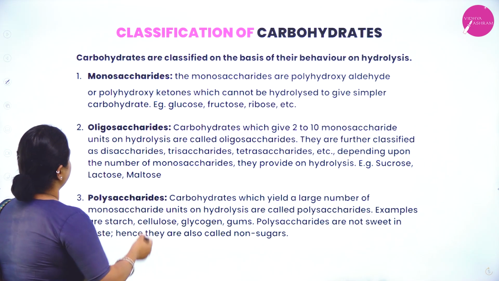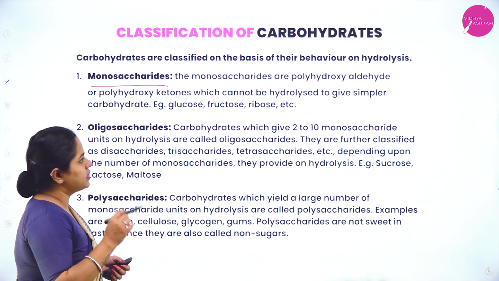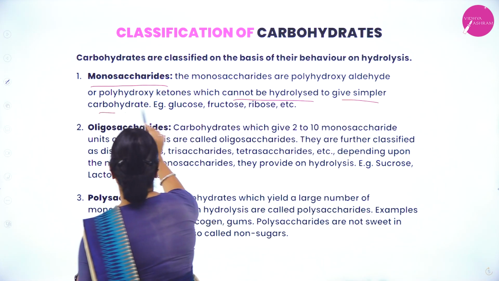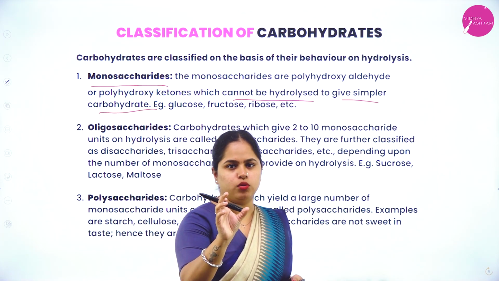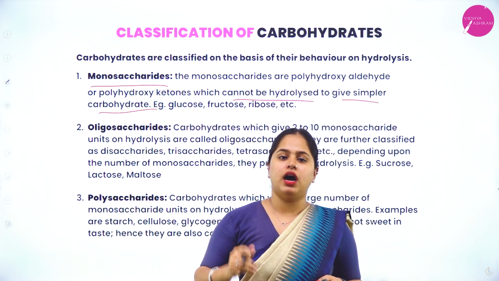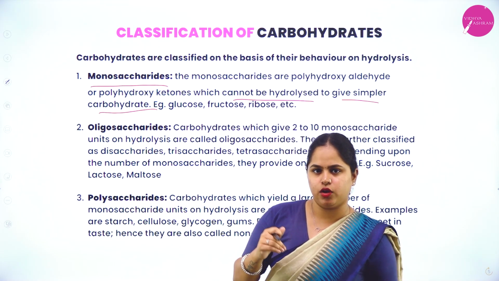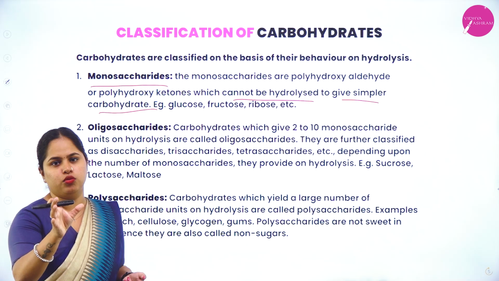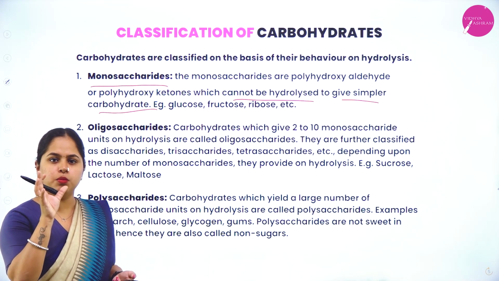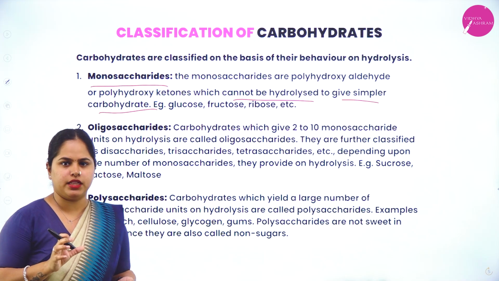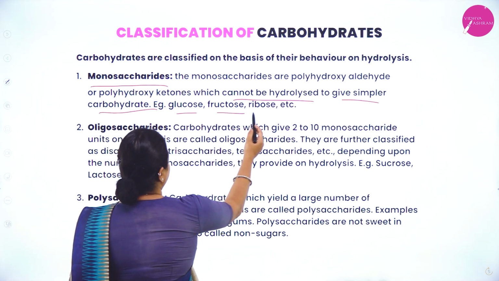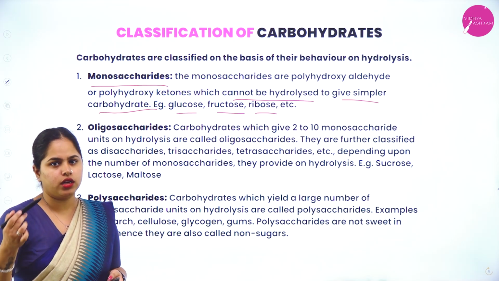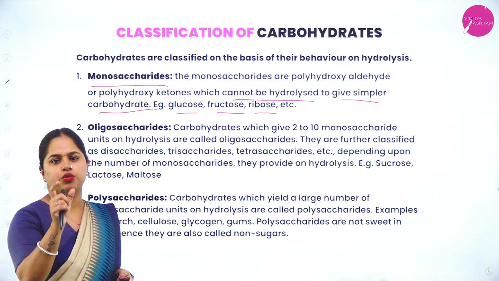So let's see. The first one is monosaccharides. Monosaccharides are polyhydroxy aldehydes or ketones which cannot be hydrolyzed to give simpler carbohydrates. So monosaccharide means only one unit will be there, and that cannot be further hydrolyzed to form any polyhydroxy aldehyde or ketone. It won't undergo any further hydrolysis to form further units. So that is the basic unit which forms a carbohydrate, called a monosaccharide. Only one saccharide unit will be there. Examples are glucose, fructose, ribose, etc. All these under hydrolysis do not give any further smaller units. So monosaccharide is the smallest unit of the carbohydrate.